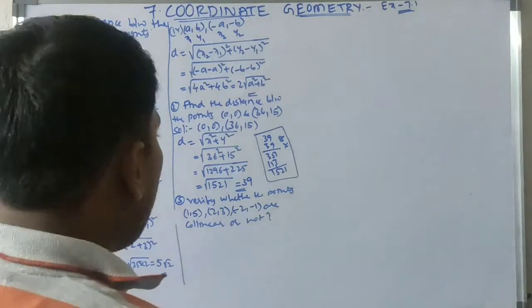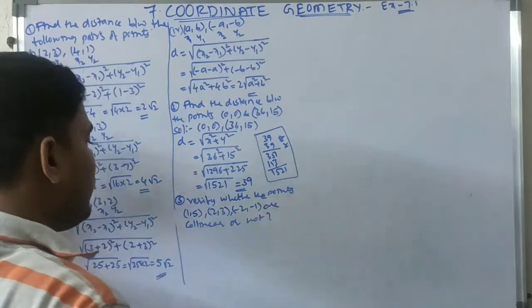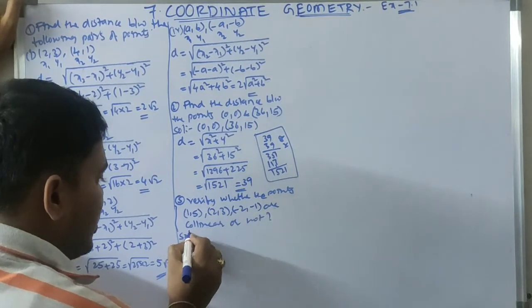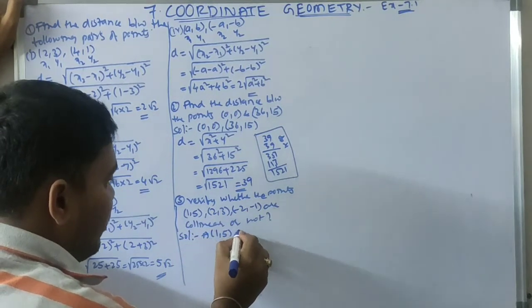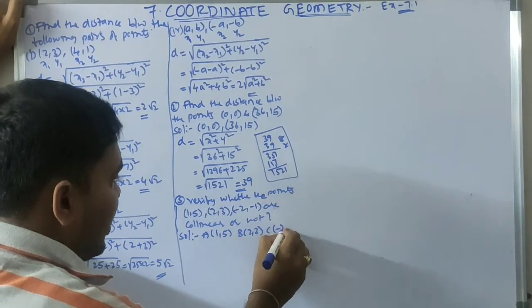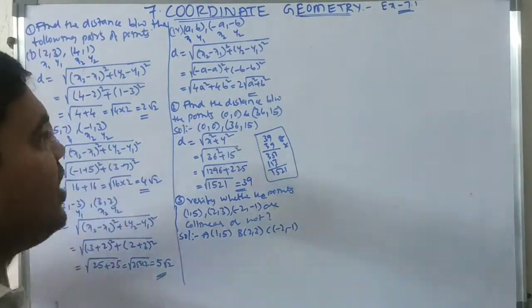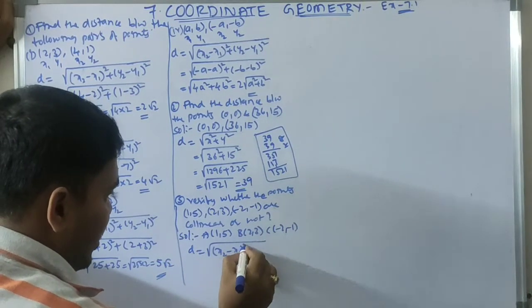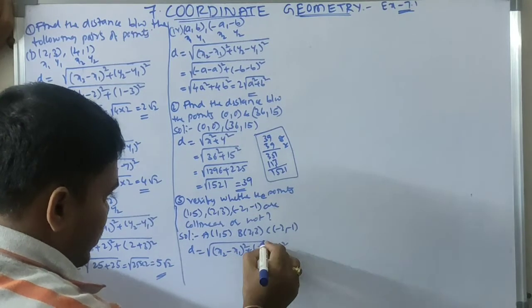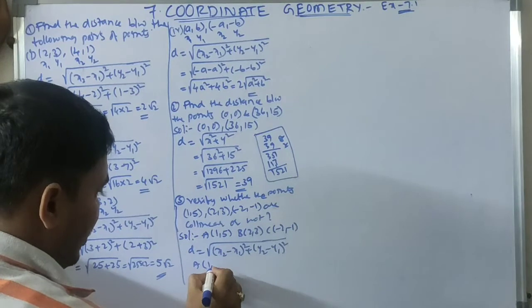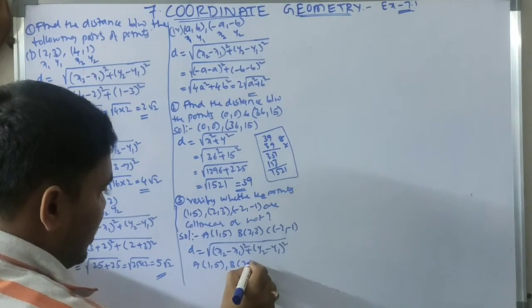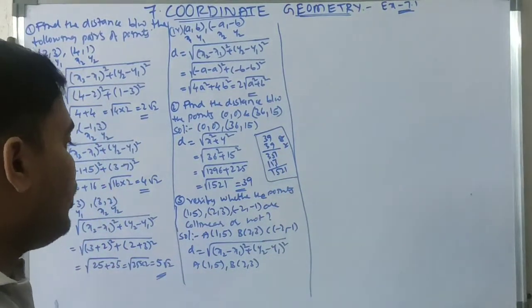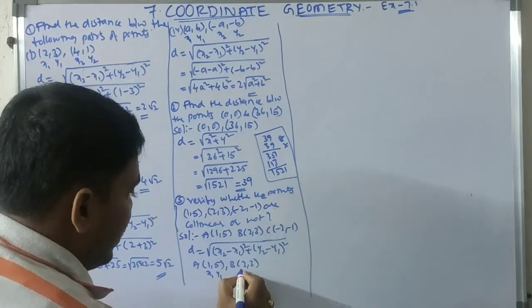So first one. I am taking the 3 points named. Solution: A (1, 5), B (2, 3), C (-2, -1). So I want to find 3 distances. Distance formula: under root of (x2 minus x1) whole square plus (y2 minus y1) whole square. A point (1, 5), B point (2, 3). So these 2 points, now it is x1, y1, x2, y2.